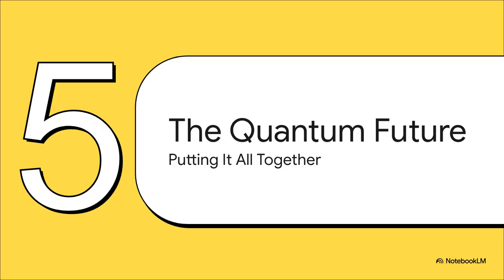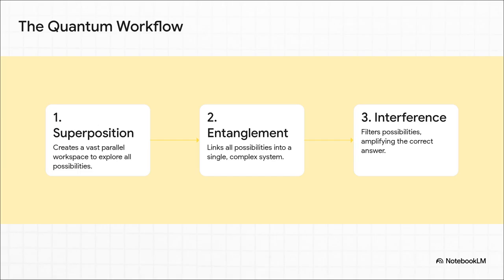So let's bring it all home. These 3 principles aren't just separate party tricks. They have to work together in a very precise way to get the job done. First, superposition kicks the doors open, creating that huge parallel workspace to check out every possibility at once. Then entanglement comes in and links all those possibilities into one giant interconnected system. And finally, interference acts like the ultimate filter, canceling out the junk and boosting the right signal until the correct answer is all that's left.